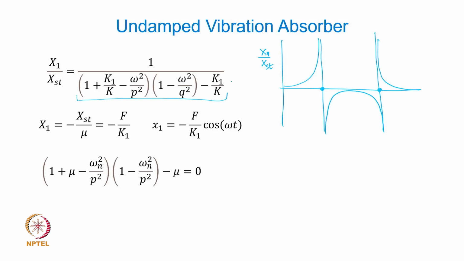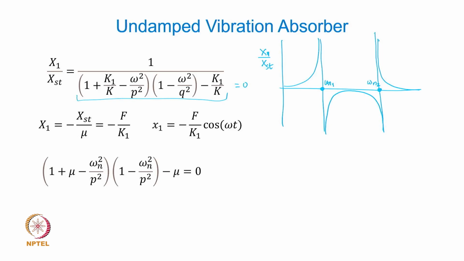Now if I solve the denominator equal to 0, which means that x1 will have infinite amplitude theoretically, these are the two natural frequencies, omega n1 and omega n2. In this case these will be the resonant frequencies, and those two frequencies can be obtained by solving the denominator equal to 0, isn't it? That's what we have seen a few slides back when we discussed the 2 degree of freedom system. So this equation is similar to that equation, except that I have replaced some terms here by the mass ratio mu.